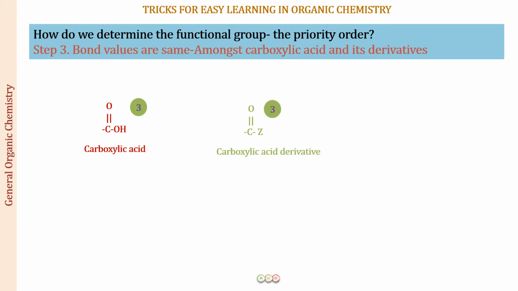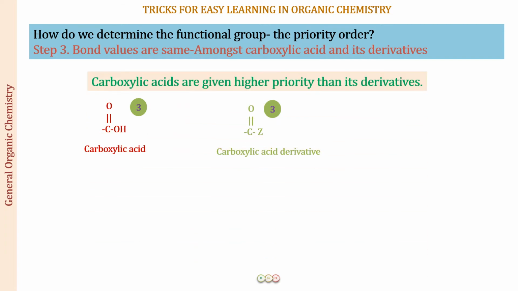Well, a simple thing is that if you have milk and you have butter, which is going to be important? Well, it is going to be milk, because without milk you cannot have butter, right? So similarly, without carboxylic acid you will not be able to have the carboxylic acid derivative. So the carboxylic acid is always going to be given a higher priority than its derivatives, right? So the carboxylic acid is higher up in the priority order of the various functional groups than the acid derivatives.